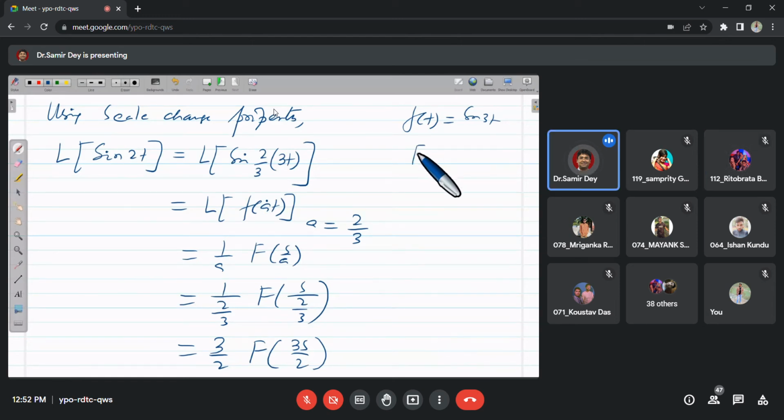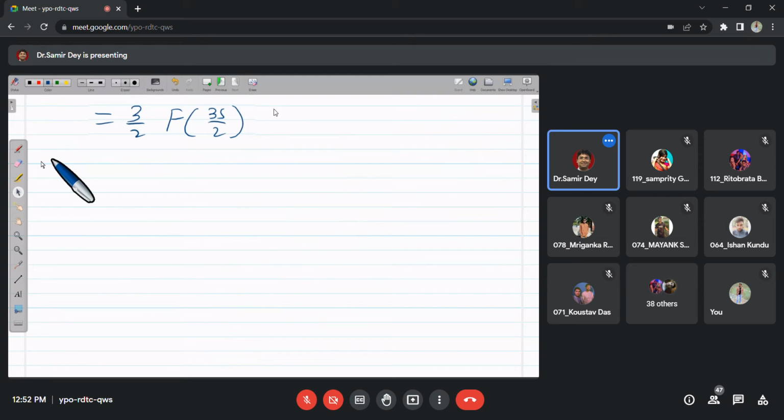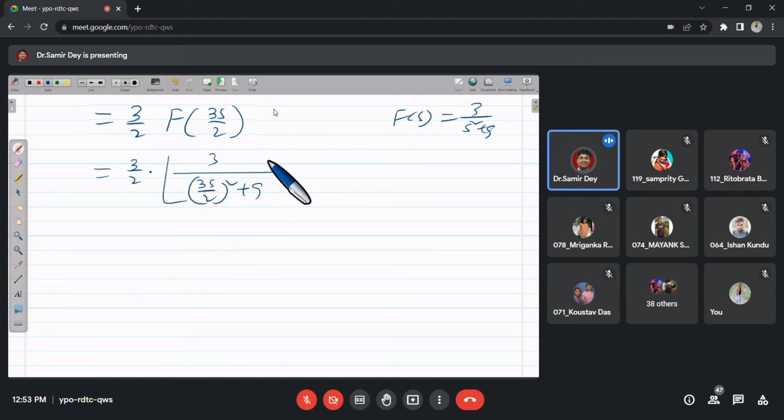Now substitute the value. Already you know F(s) is equal to 3 by s square plus 9. Just substitute and find the result. So write down 3 by 2 times 3 by ((3s by 2) whole square plus 9), with s replaced by 3s by 2. Please check whether this second line is correct or wrong.